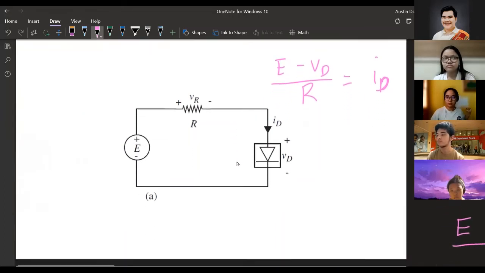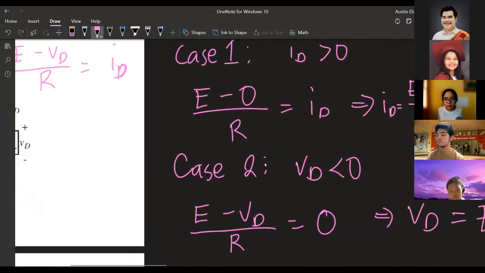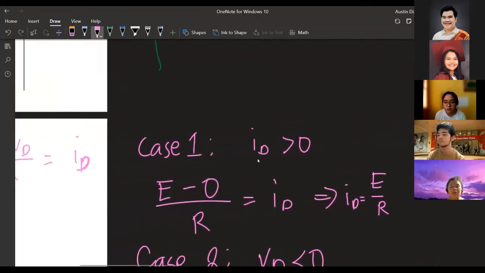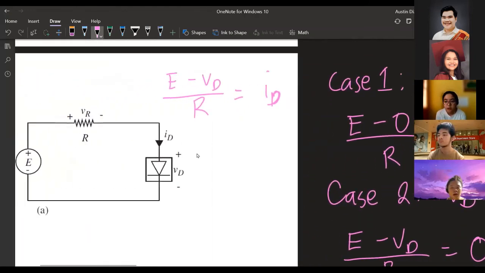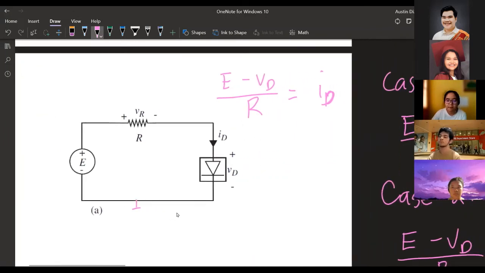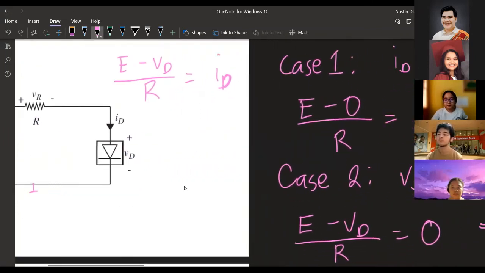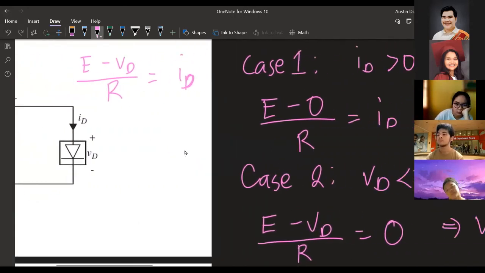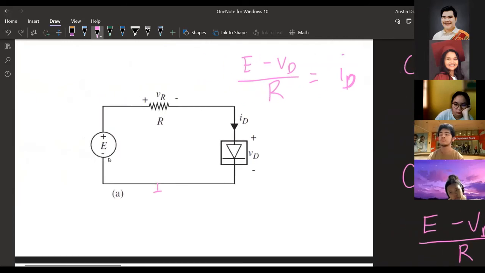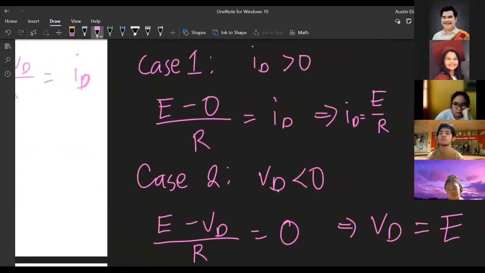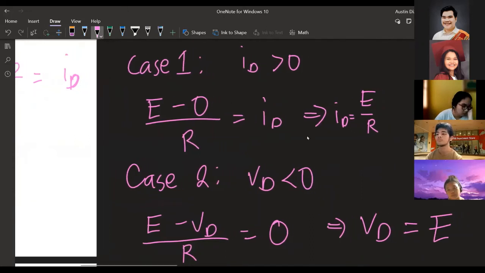Ang gagawin mo ngayon is to titingnan mo kung saan case siya papasok. Okay, saan case to ito papasok. By inspection, makikita mo na ito ay 0. Pwede mo i-ground tong ilalim. And definitely, ang makukuha mo for the voltage here is greater than 0. Okay? So, definitely hindi na siya pasok sa case 2. So, case 1 na yung gagamitin mo.